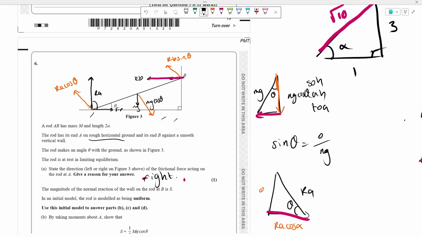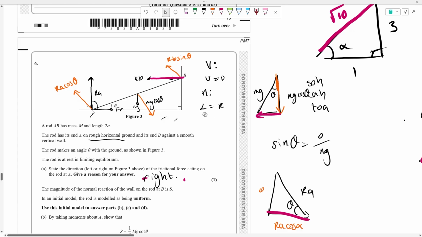Okay. Three things we need to know. Vertical forces: your up forces are going to equal your down forces. Horizontal forces: your left forces are equal to your right forces. And then we're also going to do moments around the point which has the most forces, which is probably going to be A most of the time.